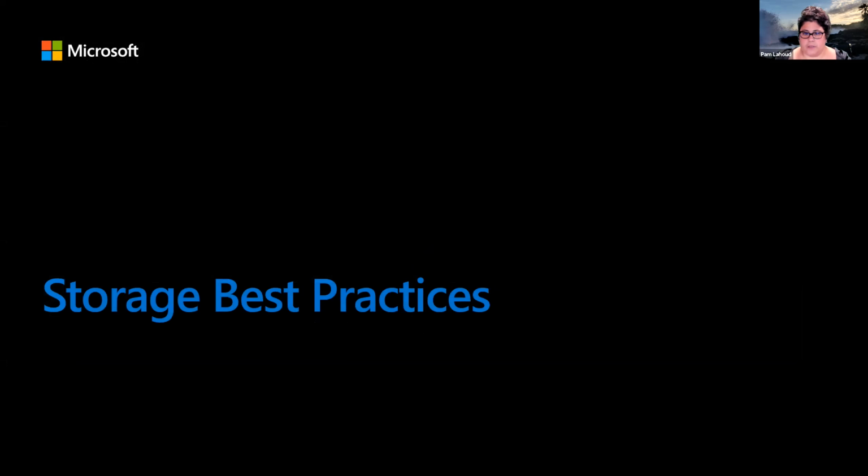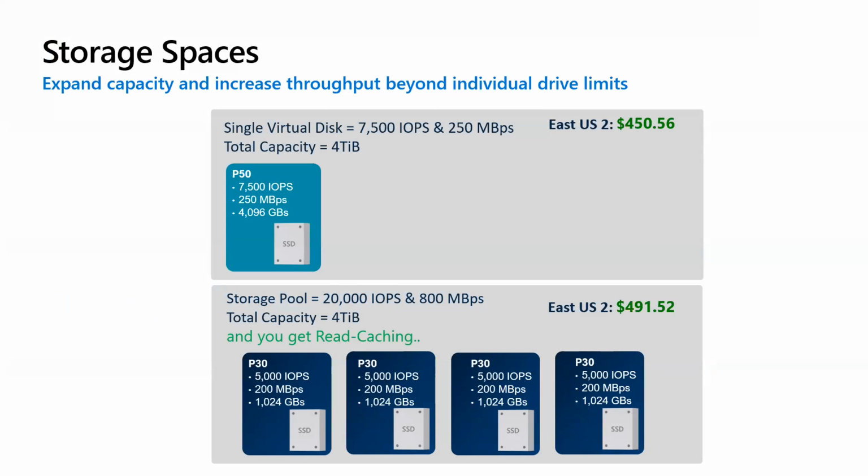All right, some storage best practices. So storage spaces. We've already talked about this quite a bit. The idea here is if a single disk is not enough for the disk level provisioning, and we're talking single disk for transaction logs, single disk for data files, if that's not enough, then you can pool disks together to get higher IOPS and throughput at the disk level. So obviously you want to be careful not to over provision here, because you don't want to provision so much disk level capacity that you exceed what the VM is capable of.